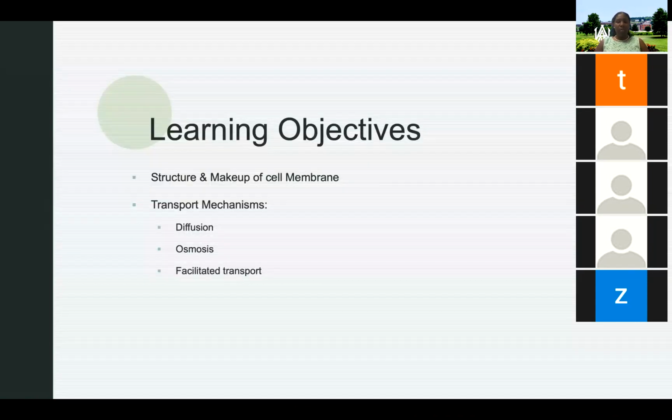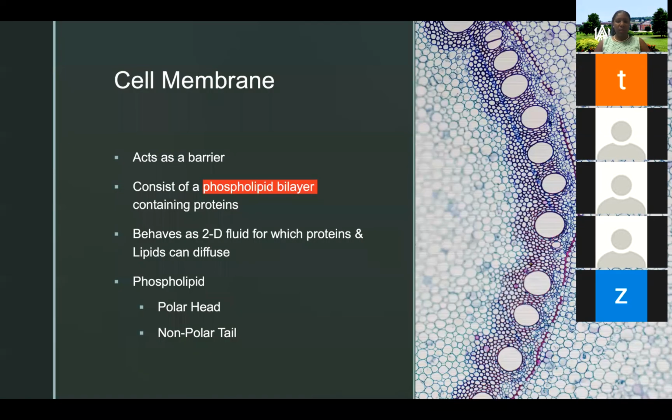All right, we have a couple of learning objectives today. We want to look again at this overall structure and makeup of the cell membrane. We've discussed it already, but we'll take another brief look at the actual makeup and structure of this membrane. And we'll look at some transport mechanisms for how we actually get substances into and out of the cell. There are a couple of ways to get these ions and other nutrients that we need into the cell. And so we'll take a look at those today.